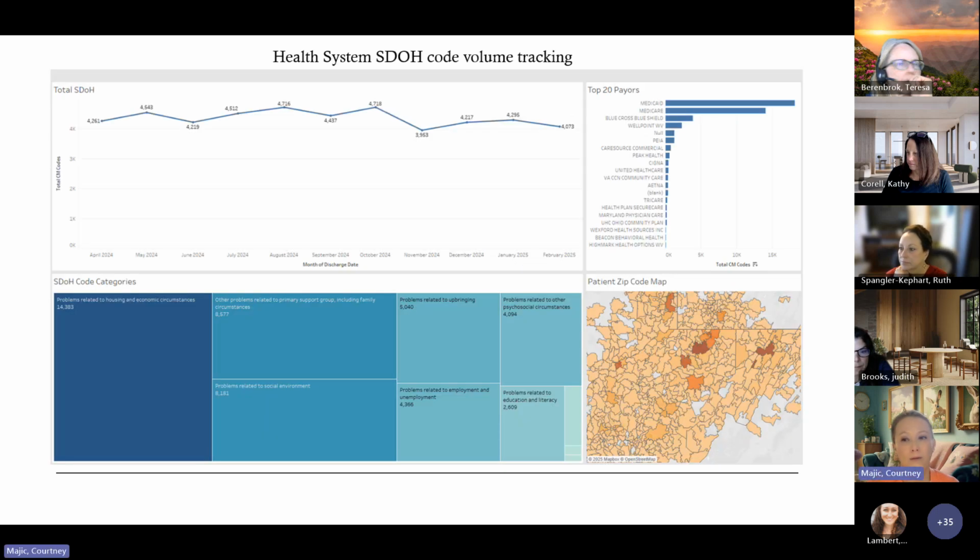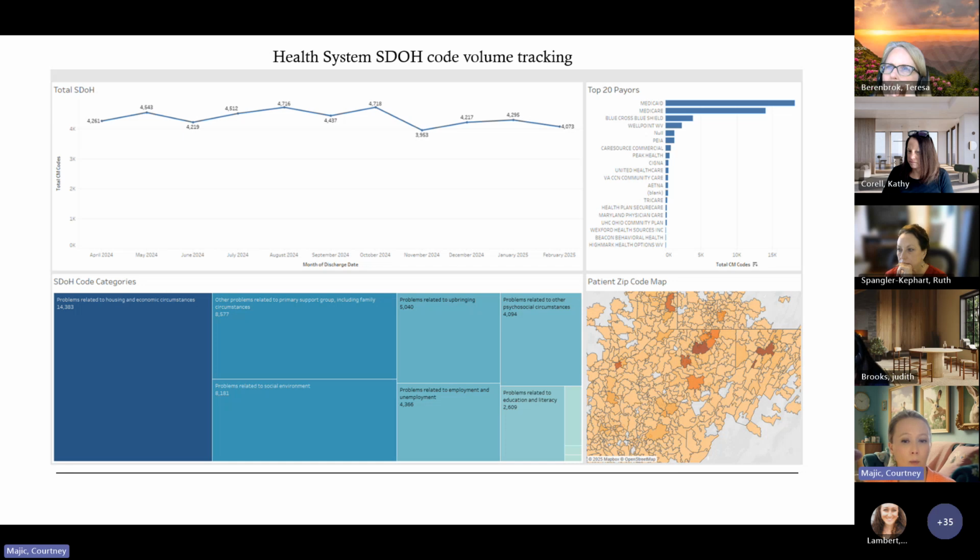And then the next slide that we're going to look at is the one that we have created for our health system. Right now it is tracking the volume of social determinants of health for the top 20 payers. And at the bottom there, it shows you that the darker the color, the more prevalent that condition is. That was one that Megan created for us to use internally, and we have found a couple of things on it.